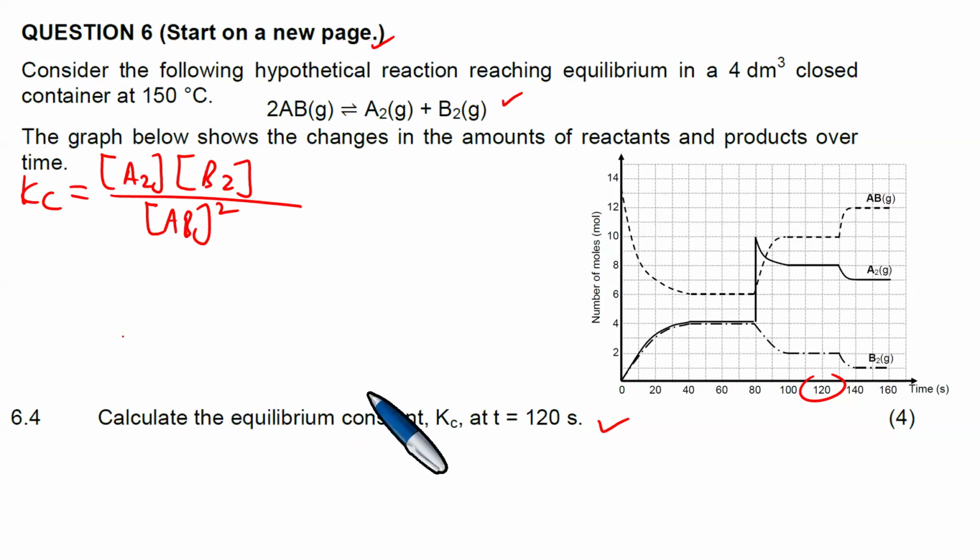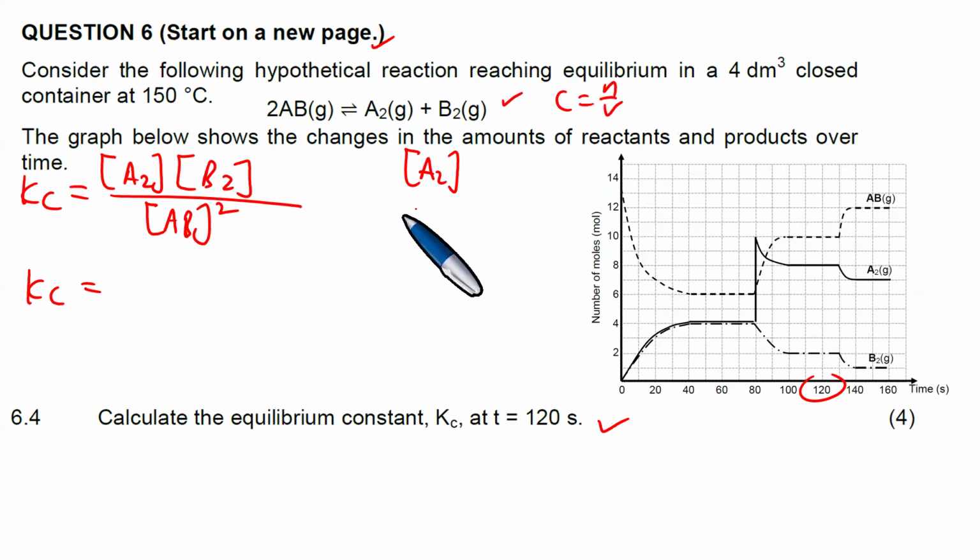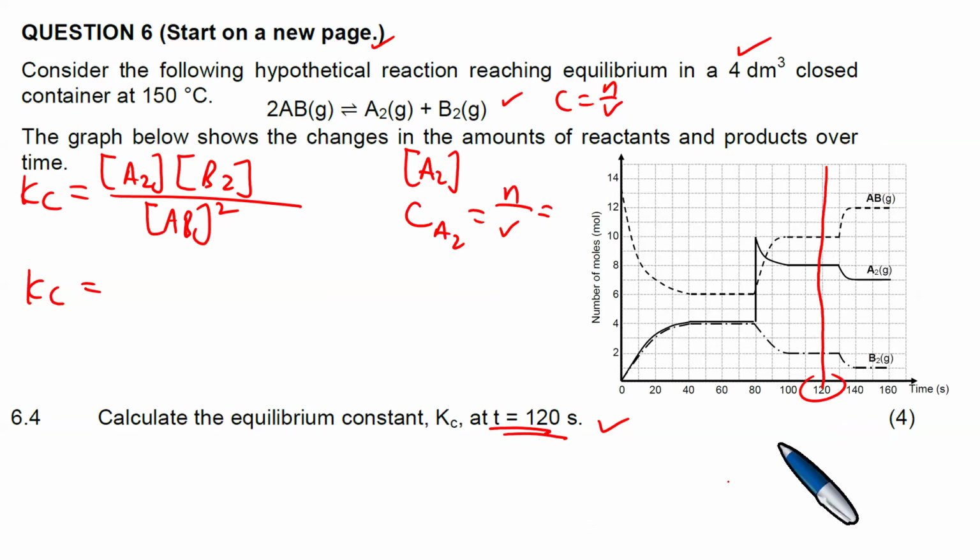So I want to calculate the Kc at 120. Everything is on the graph. Okay, so the graphs normally make life way, way too easy. But we remember that if we need to find the concentration of A2, because we know that concentration is number of moles over volume, we can see that the volume is 4. So concentration is number of moles over volume, A2 at time 120 seconds.